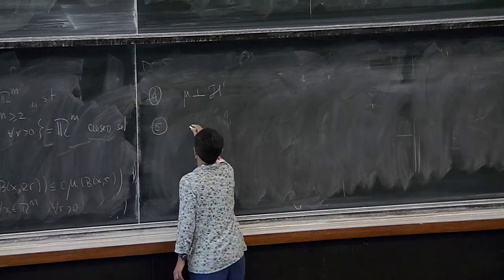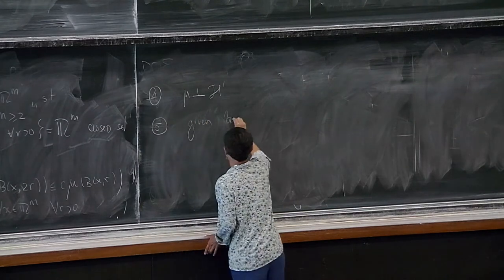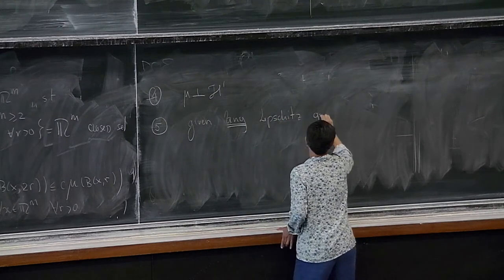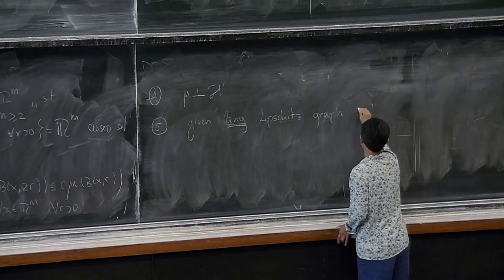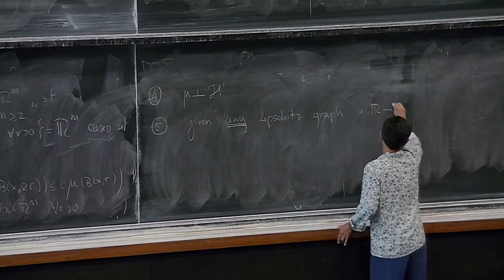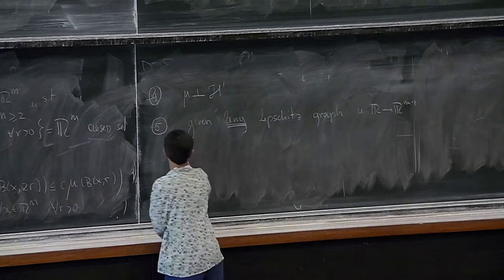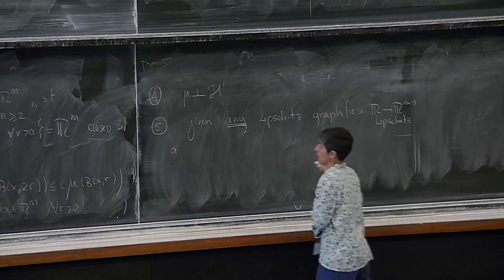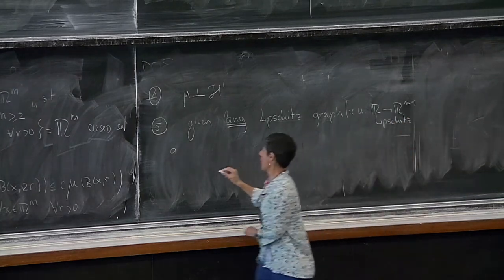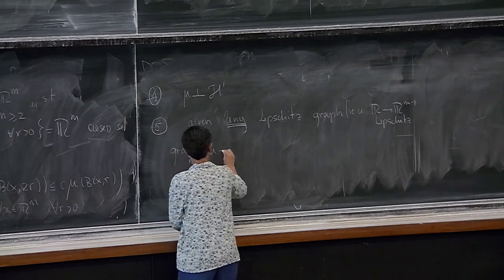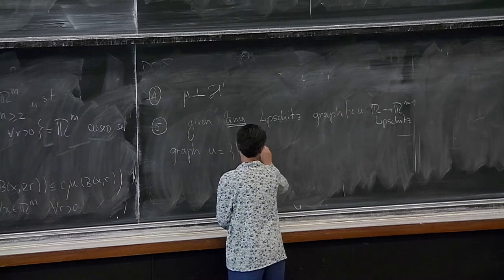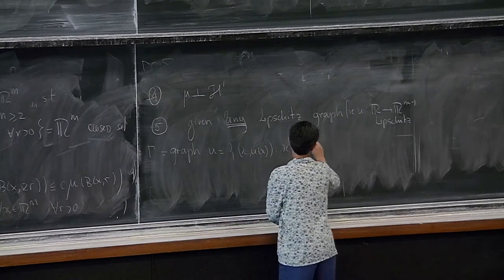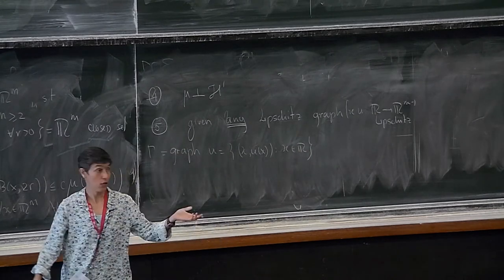And I want to say something else, for 5. Given any Lipschitz graph, I'm going to write it. So a Lipschitz graph is, I have a function u from R to R^(m-1), and u is Lipschitz, and the graph of u is the set of points (x, u(x)). I'm going to call this gamma. So this is a very special type of Lipschitz image, a Lipschitz graph.